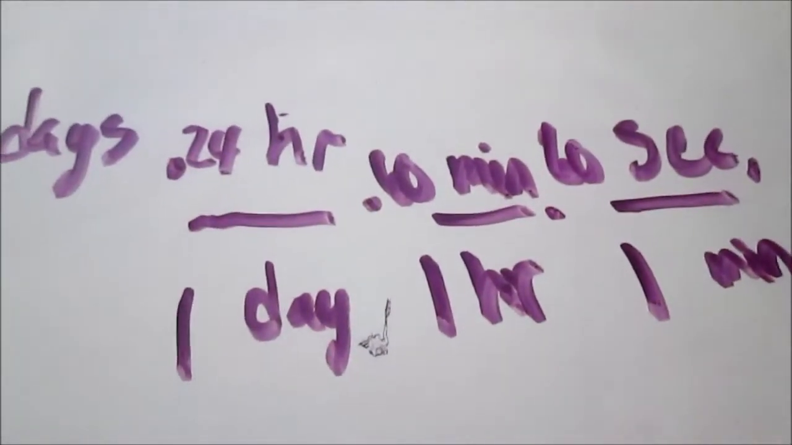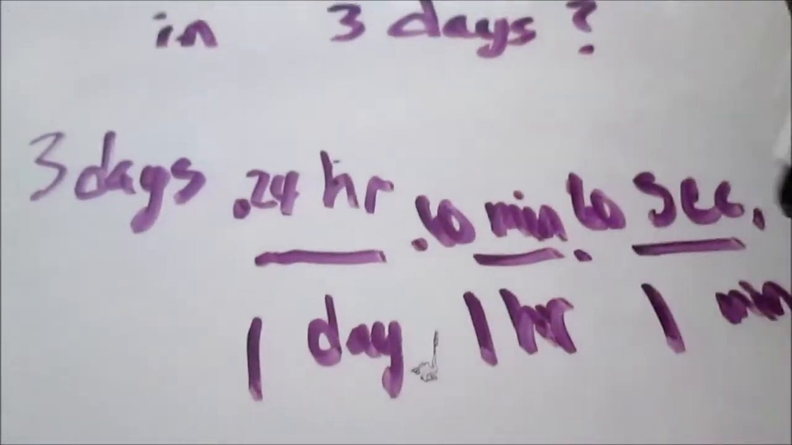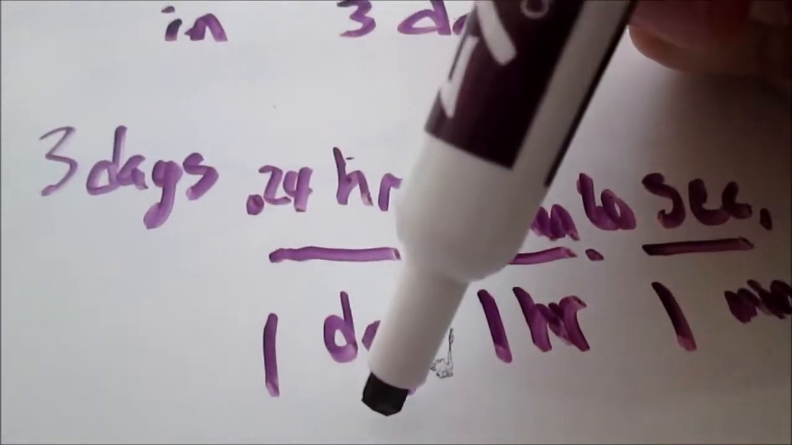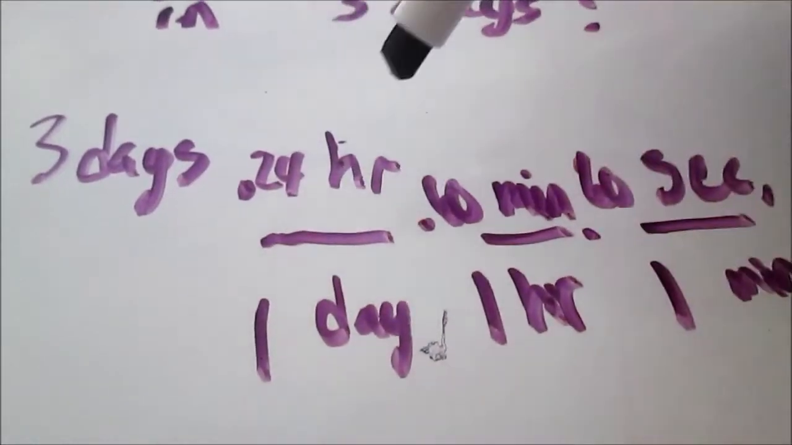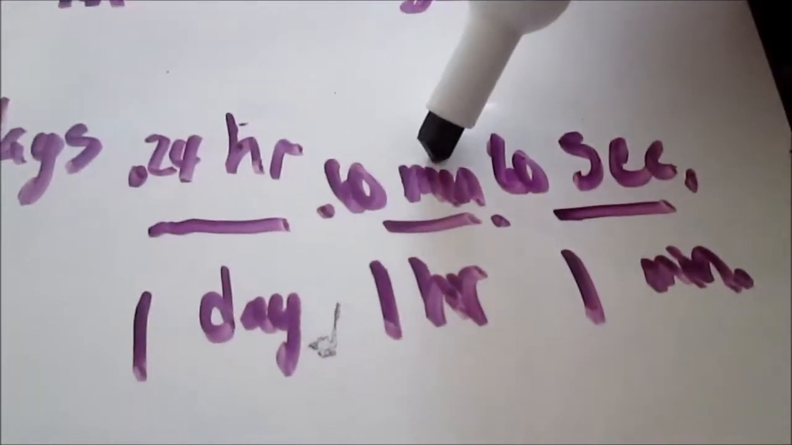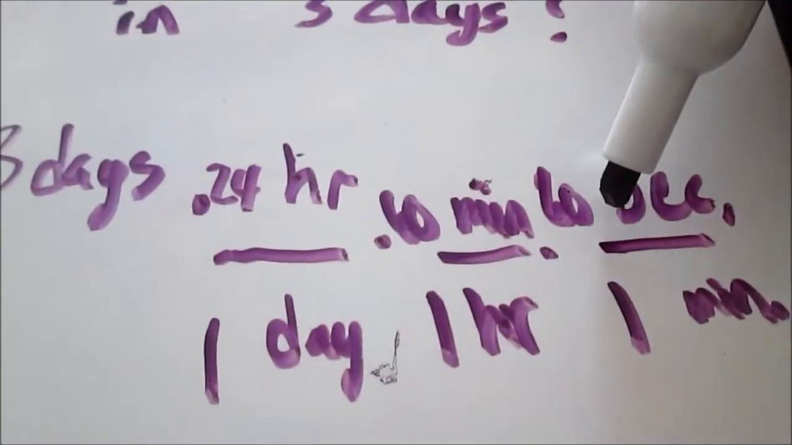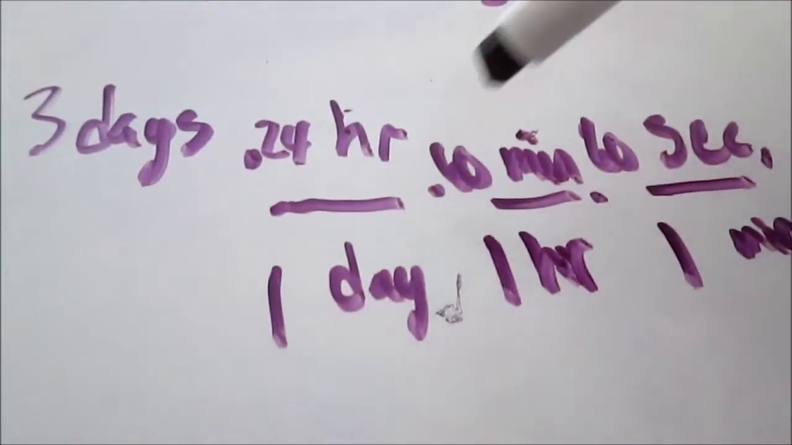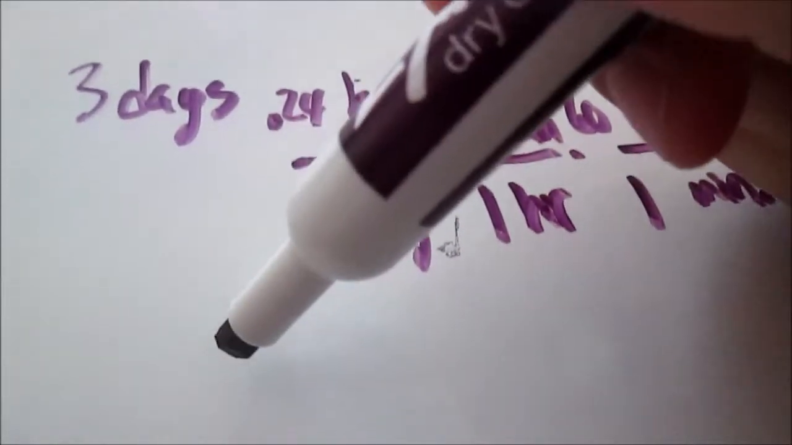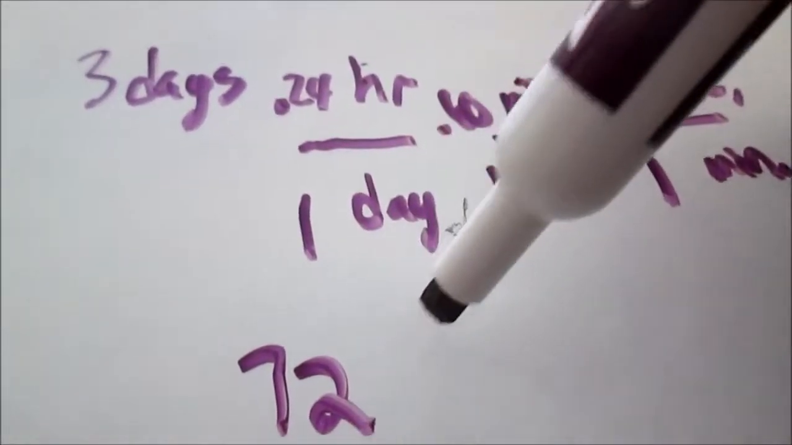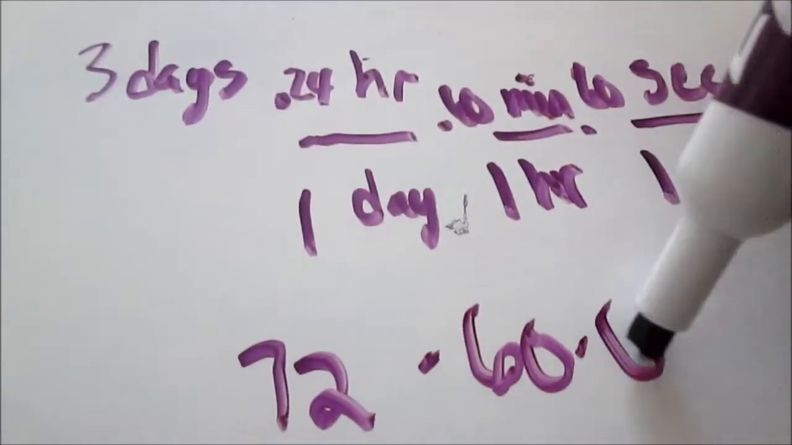I know it looks all cluttered, but let's start from the top and go to the end. Days cancel with days. In 1 day, there's 24 hours. Hours cancel with hours. In 1 hour, there are 60 minutes. Minutes cancel with minutes. In 1 minute, there are 60 seconds. So where I started with days, I should end with seconds by going through this whole process. 3 times 24 times 60 times 60. 3 times 24 is 72. And then I do times 60 times 60.